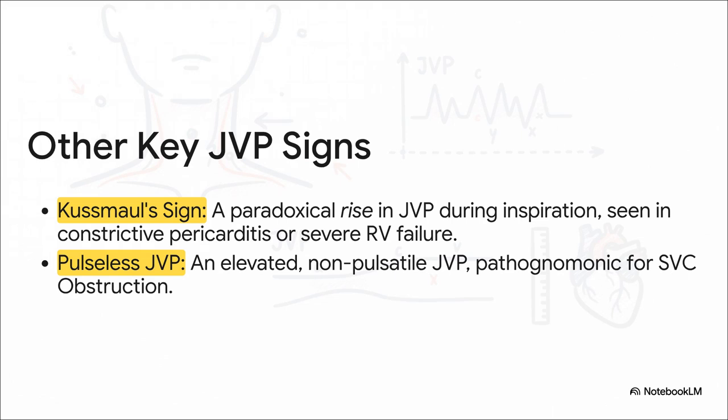The first is Kussmaul's sign. This is totally paradoxical. It's when the JVP actually rises when a person breathes in instead of falling. It tells you the right ventricle is so sick it can't handle the normal increase in blood flow that comes with inspiration. You see it in things like constrictive pericarditis or severe RV failure. Second is a pulseless JVP. If you see a high venous column that isn't pulsing at all, it's basically pathognomonic for an obstruction of the superior vena cava. The connection to the pulsing heart has been cut off.